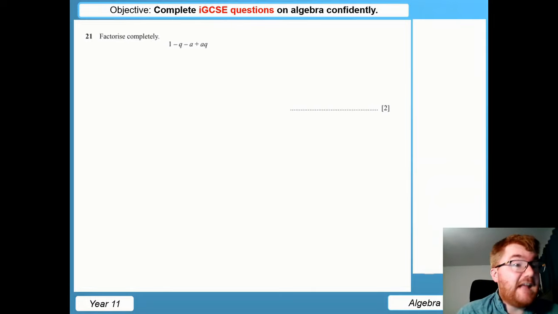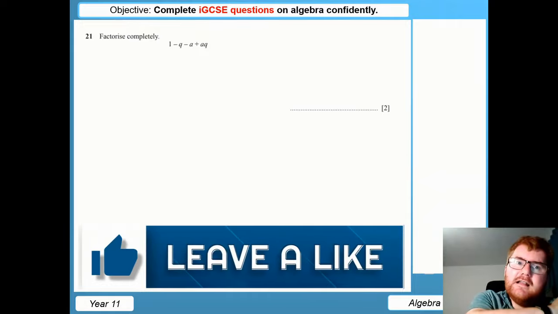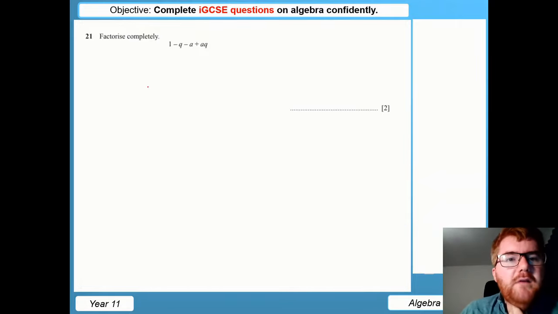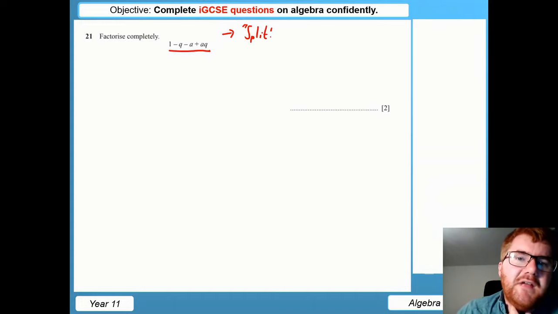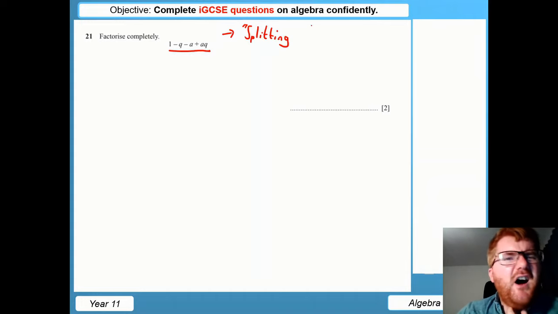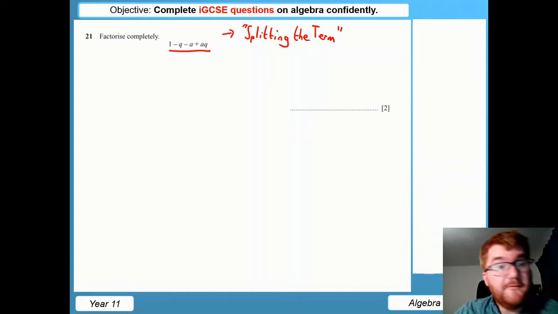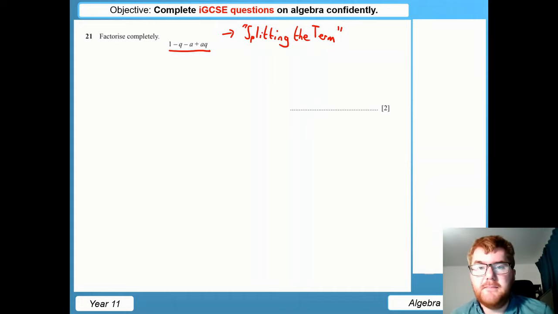Right, let's look at question 21. So factorise completely 1 minus q minus a plus aq. This is what I like to call a splitting the term factorisation. When you have 4 terms, which are kind of linked in some way. This is kind of the last step of splitting the term if you do this. If you're not familiar with that term, that's absolutely fine. I go through this from the basics.